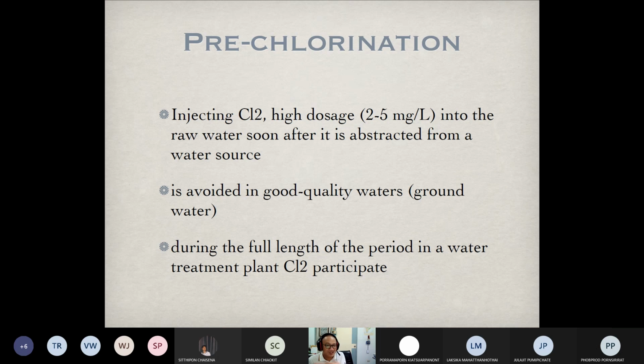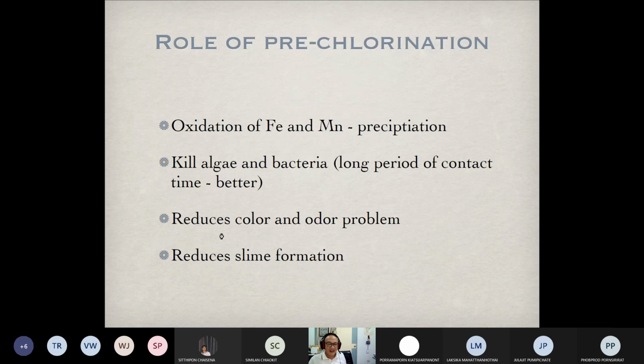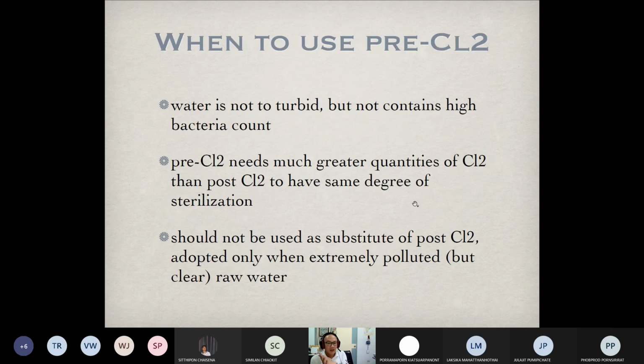But here, as it is for pre-chlorination, we use it for many purposes. Sometimes we need a higher dosage. But anyway, for good quality water like groundwater, it's not required. We don't have to add chlorine. This pre-chlorination should not be used as a substitute for post-chlorination. Anyway, post-chlorination or disinfection must be there.